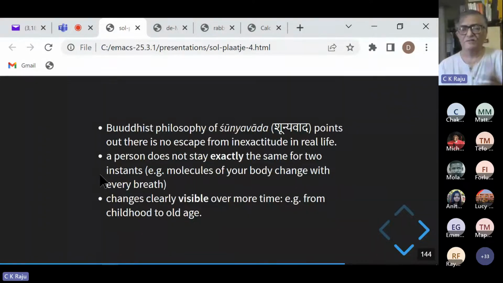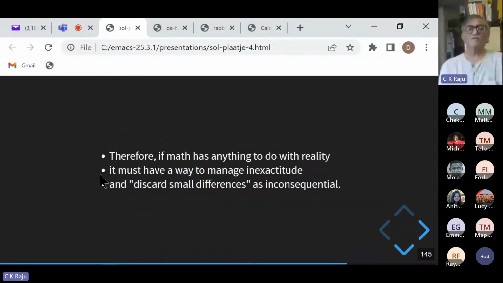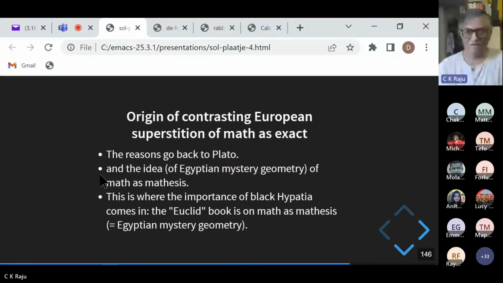And you are not the same. From the time this lecture started, you breathed in, breathed out. So many molecules in your body have changed. Your thoughts have changed. So many things have changed. And those changes are just more visible over time, let us say from childhood to old age. So you can't have exactitude in real life. It's only a fantasy. So if you want math to have anything to do with reality, you should be able to manage inexactitude, handle inexactitude.